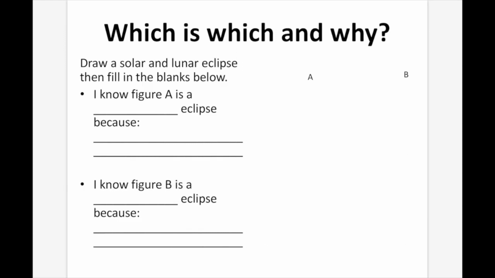Which is which and why? So what I'd like you to do is pause the video and draw a solar and lunar eclipse, and then fill in the blanks below. So pick A to be either a solar eclipse or a lunar eclipse, and then draw it below. And then for the other one, the one that's left over, draw it beside B. And then write in on the left-hand side, I know figure A is a blank eclipse, solar or lunar, depending on what you picked, because blank. I know B is a blank eclipse because of this.